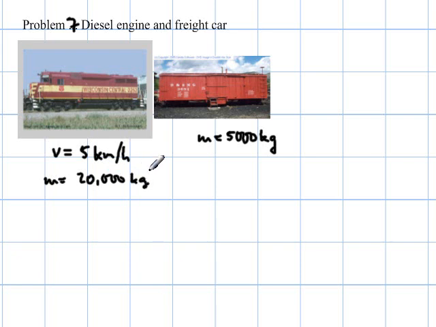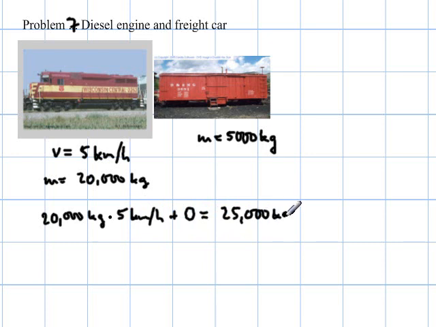And as I said, I made up these numbers just to have some numbers to work with. Okay, before and after the collision, the momentum is conserved. So before the collision, we have 20,000 kilograms times 5 kilometers an hour plus the momentum of the freight car, but it's at rest, so its momentum is 0. After they have collided, the two of them are stuck together, so they have a momentum of 25,000 kilograms times whatever velocity.